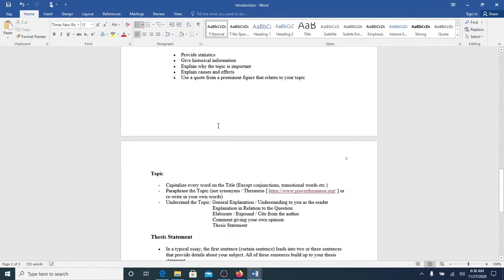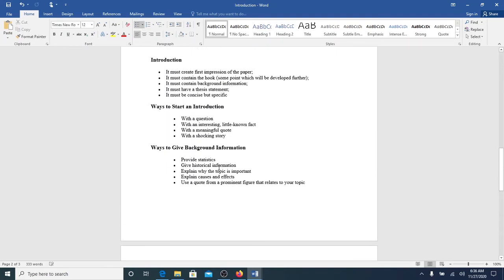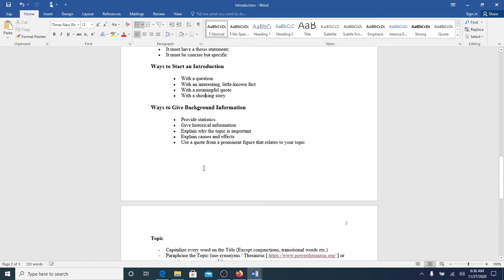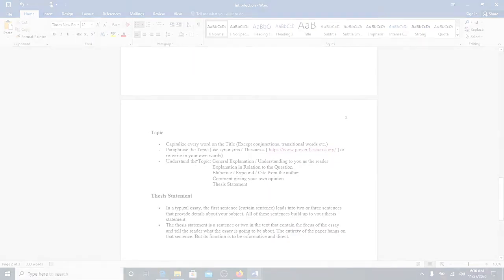Next, you can try writing a paper, whichever topic you choose, and try to integrate these ways of starting an introduction. You don't need to write a lengthy paper, you just need to write around 275 words, that is 1 page, or 300 words, and maybe send it to me through an email, which I will attach in the description.